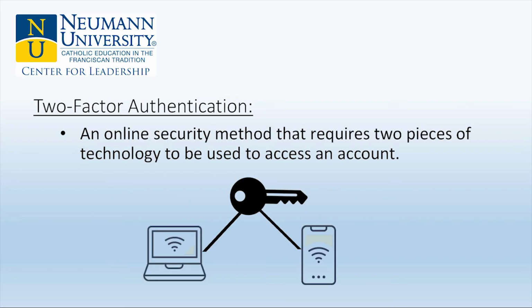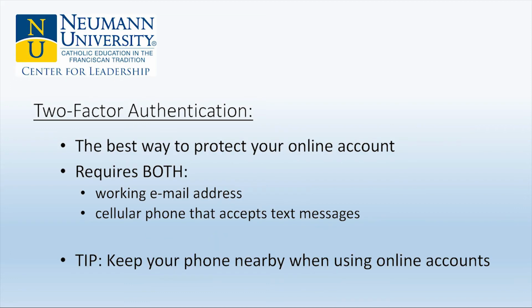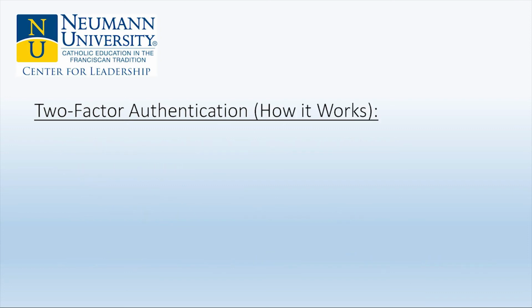One more important concept to cover is two-factor authentication, and this is an online security method that requires 2 pieces of technology to be used to access an account. In most cases, this would be your computer and a cellular phone. Two-factor authentication is the best way to protect your online account. It requires both a working email address and a cellular phone that accepts text messages. I would suggest to keep your cell phone handy when you are using online accounts. It will make this process easier.